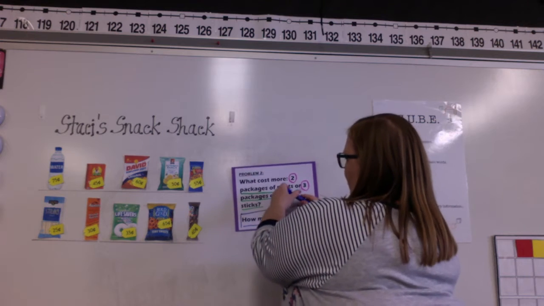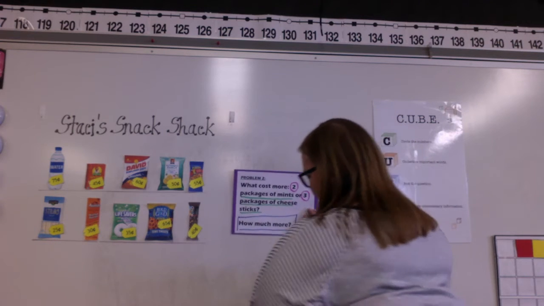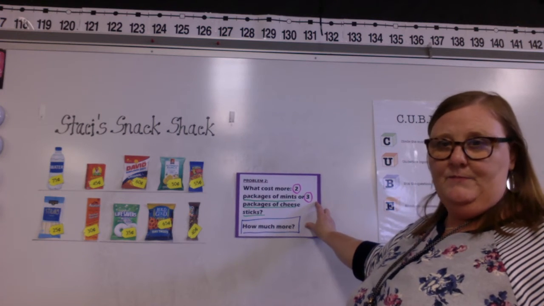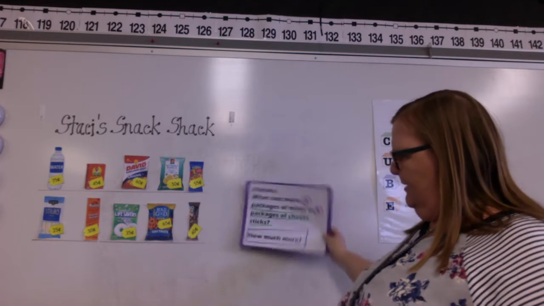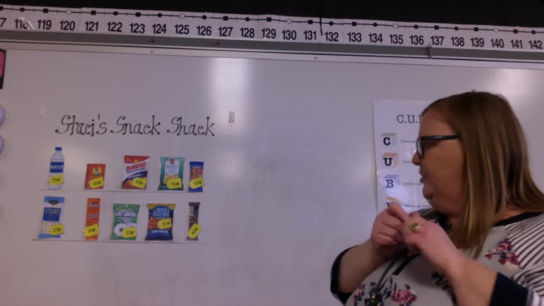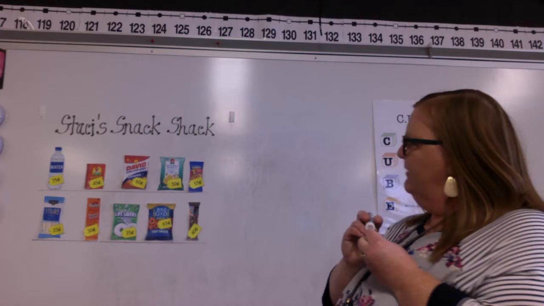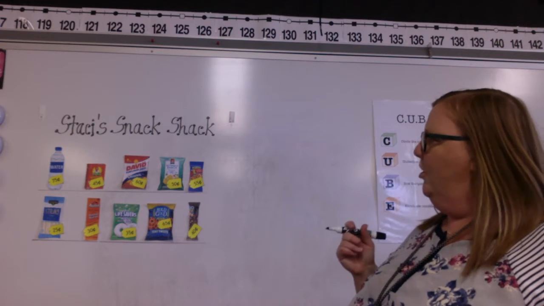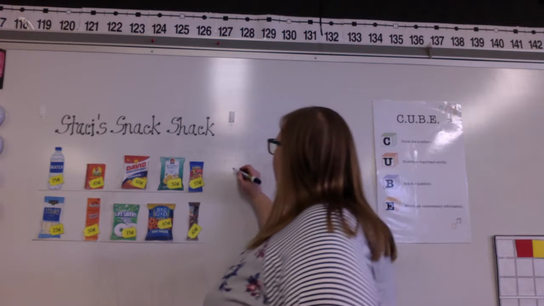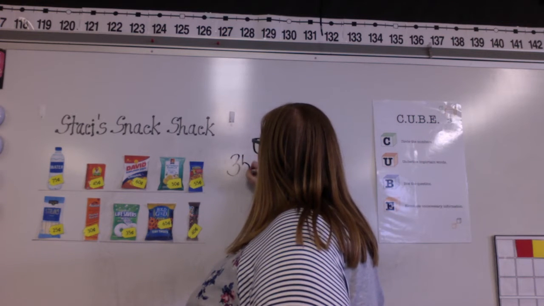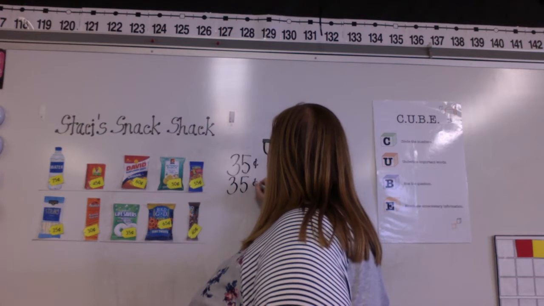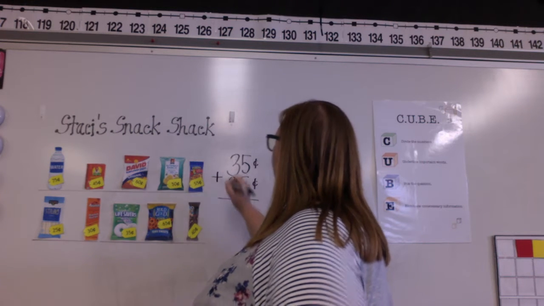How much more? So which cost more? Cheese sticks or mints? And we want to know how much more. So this is going to be a few steps. So again, we're going to set that to the side. And we're going to start with 2 packages of mints. And if I look over here on my Snack Shack wall, mints are 35 cents, and I bought 2 packs. So I'm going to do 35 cents plus 35 cents.